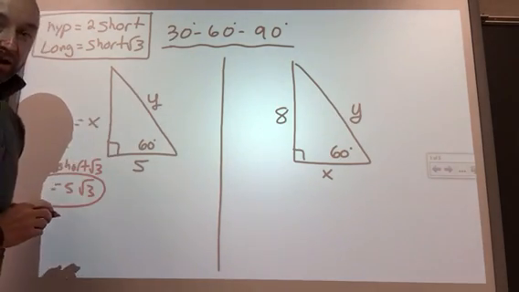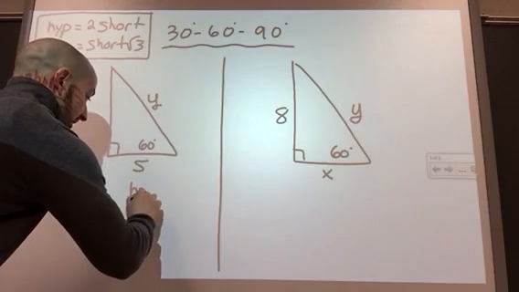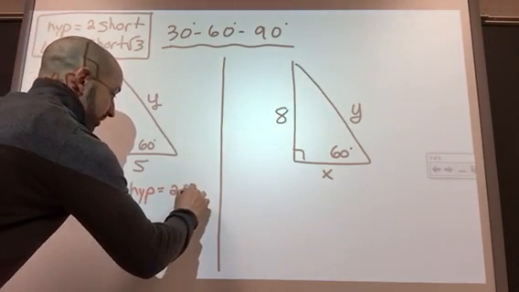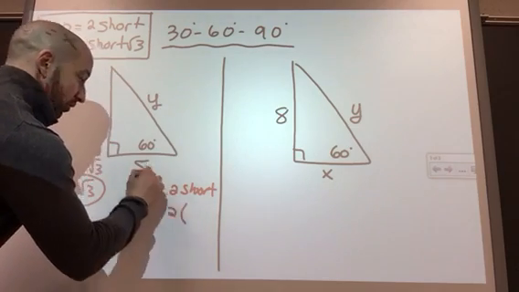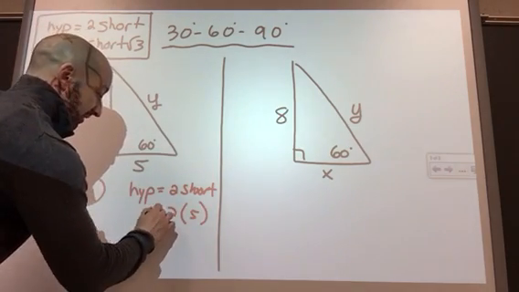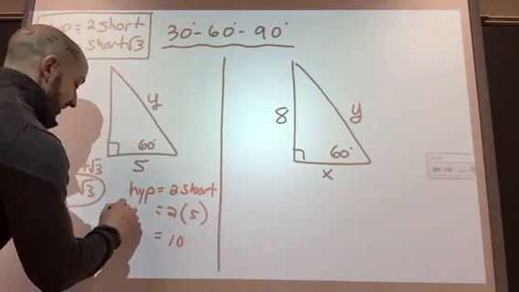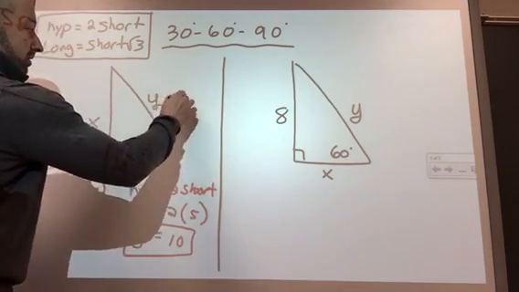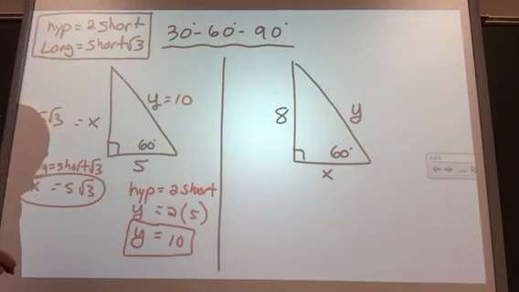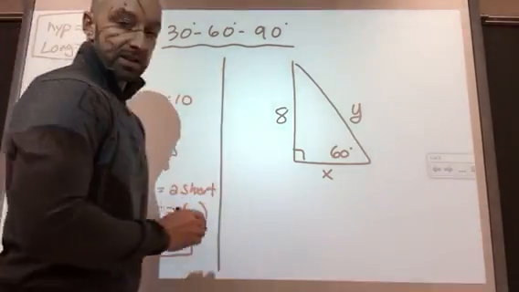Let's look at finding the hypotenuse. I'm going to write my formula down. Hypotenuse equals 2 times short. So I have 2 times the short leg, which is 5. That gives me 10. And that tells me that y, my hypotenuse, is 10. Very straightforward example. Let's look at my second example.